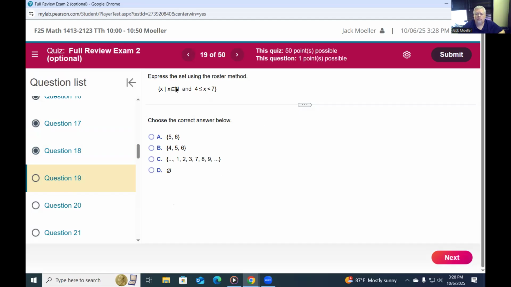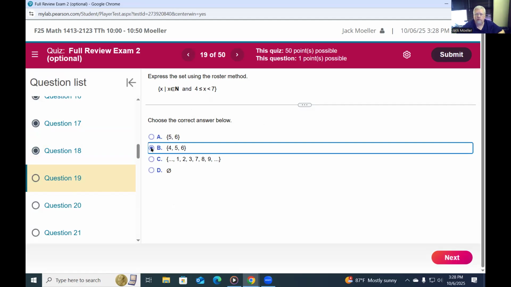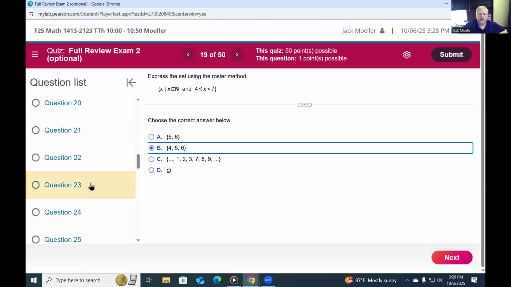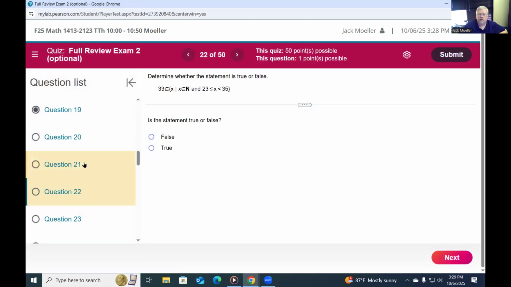So again, being able to read this: x is an element of that, capital N is the natural numbers. We want 4 to 7. Now we're including the 4 and not the 7. So B is the only reasonable choice there. Okay. So a lot of this is what the 2.1 questions look like.